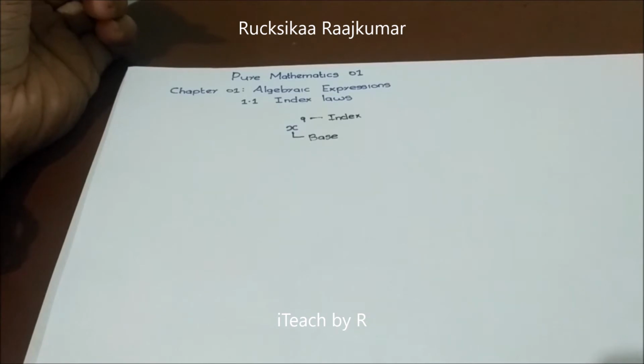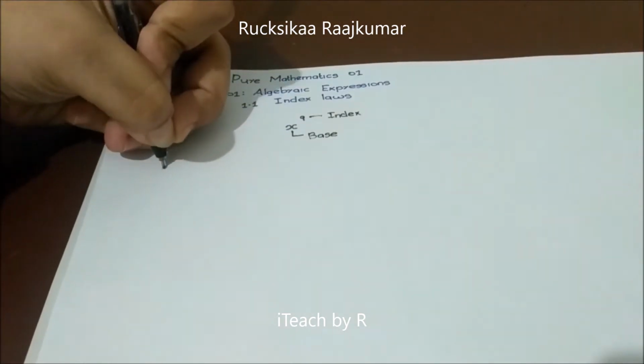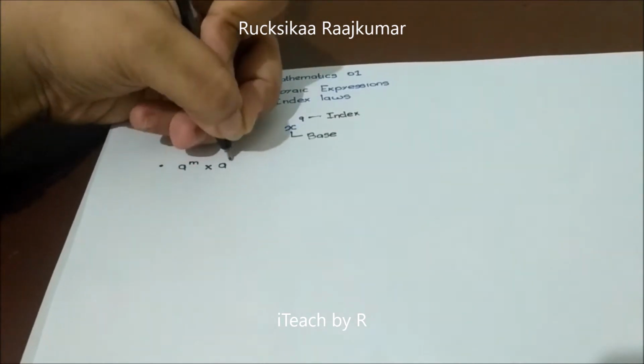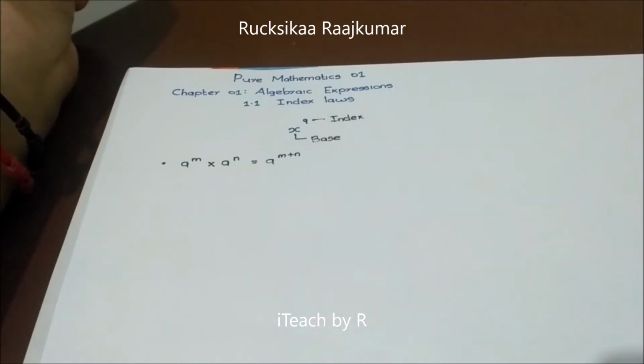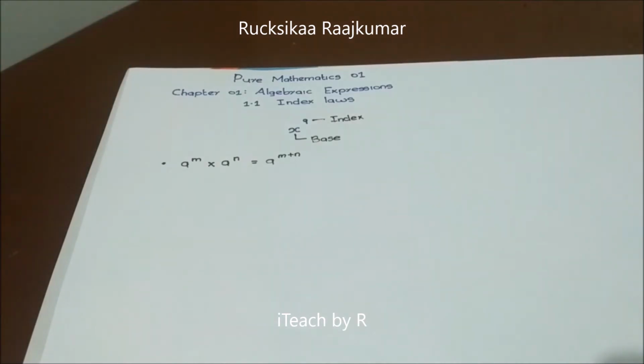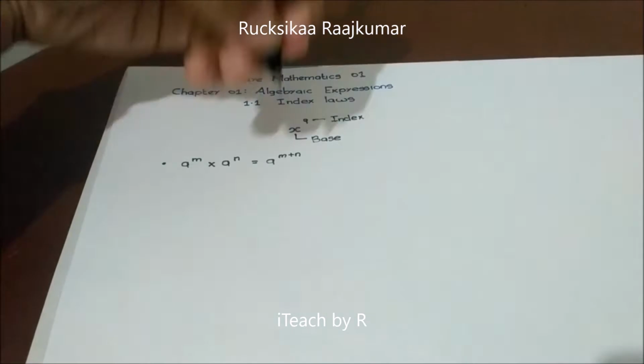The laws of indices can be used to simplify powers of the same base. So here we can see a to the power m multiplied by a to the power n is equal to a to the sum of m and n. And now I'm going to present an example.